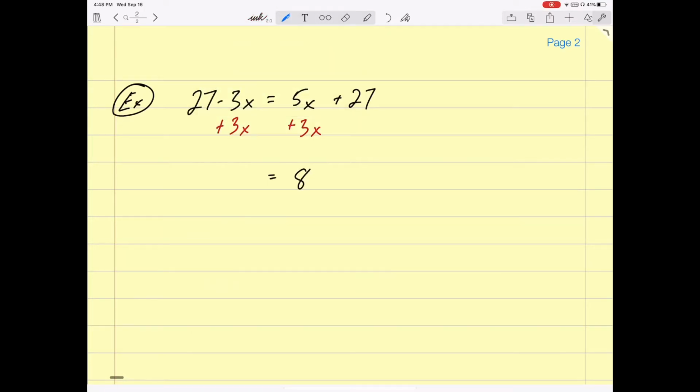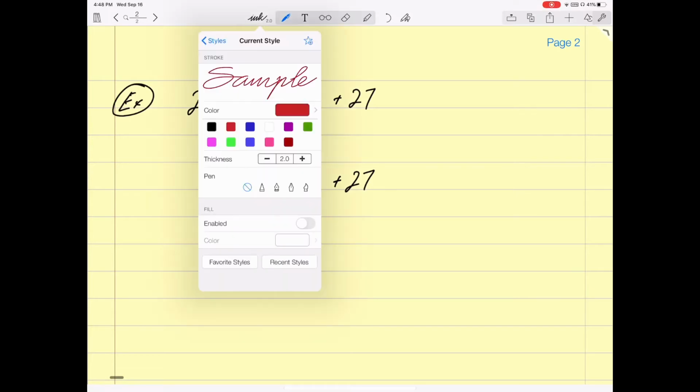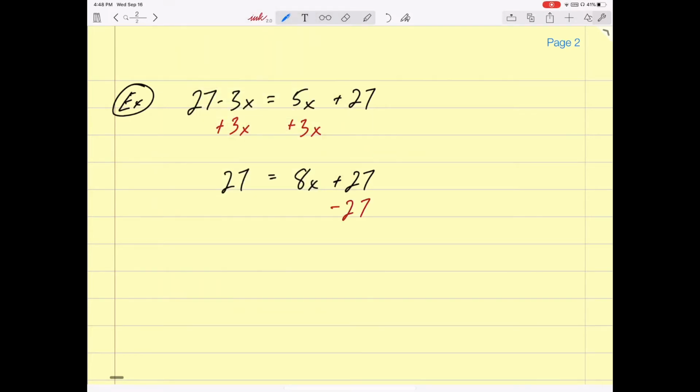So I have 8x plus 27. And then on this side, I would just have 27 left because the 3x's cancel. So now, same thing, I need to get everything away from x. So in this case, I will subtract 27. And that would leave me with 0. And I haven't been writing the zeros out before, but usually you write the 0 out when it's the only thing on that side of the equation. And we have 0 equals 8x.